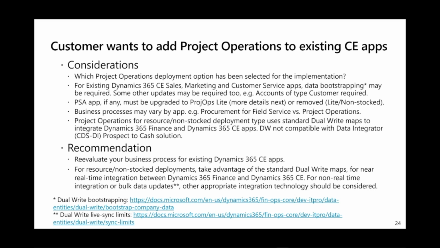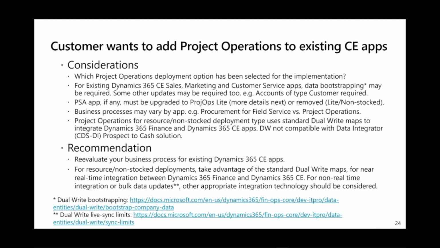Another thing to bear in mind, and this obviously is not really specific to this scenario, is that you're changing how your business is going to work as a result of doing this. So business processes need to be thought about again. Your business processes may vary by app. So say, for example, you're using field service today and now you're adding project operations. Well, field service has some procurement capabilities, whereas project operations is relying on the supply chain management functionality in finance and operations for any procurement.